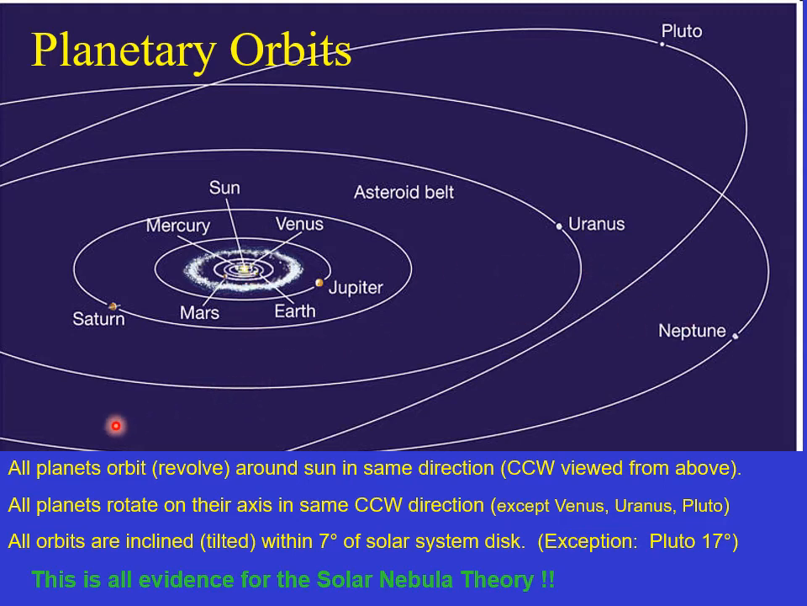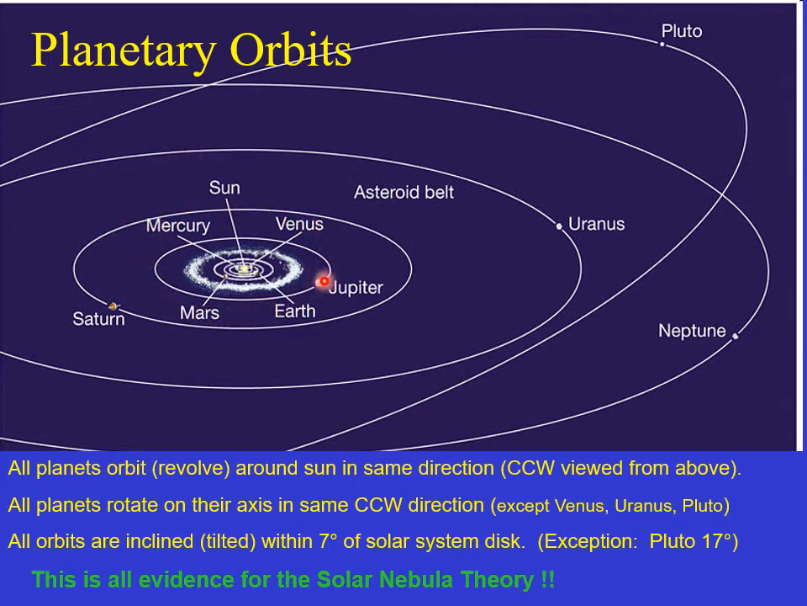Now, there's a couple of very important features here that are not a coincidence. All of the planets shown here are orbiting or revolving around the sun in the same direction. If we're looking at this model of our solar system from up above the North Pole, and we kept going out into space, we would notice that every object in this picture is revolving around the sun in the same direction, counterclockwise. And that is not a coincidence.